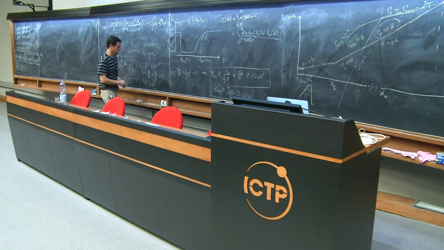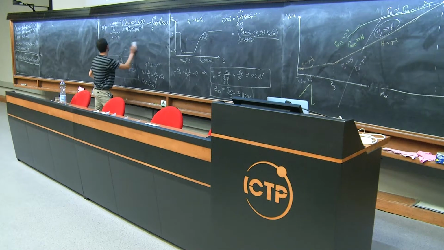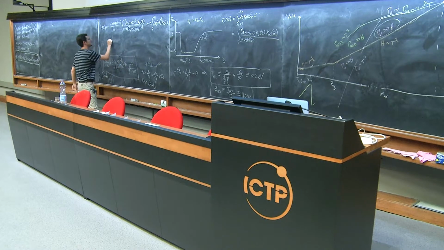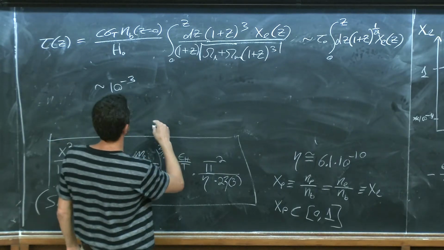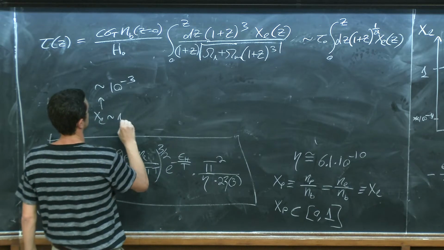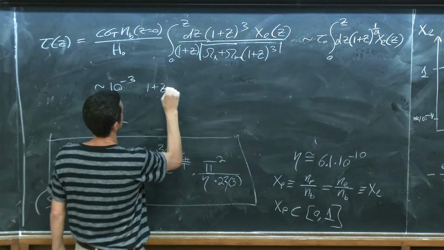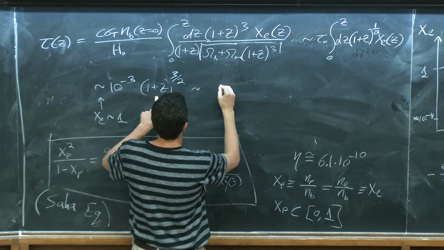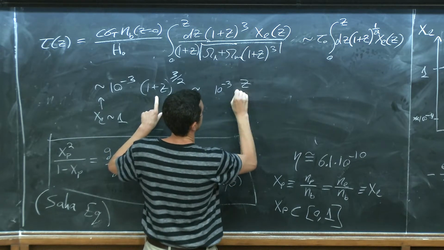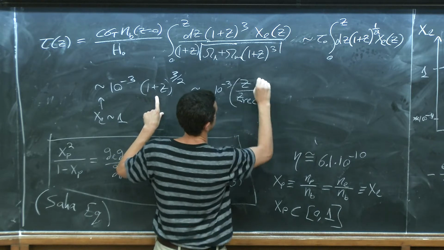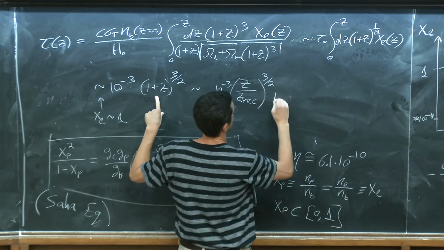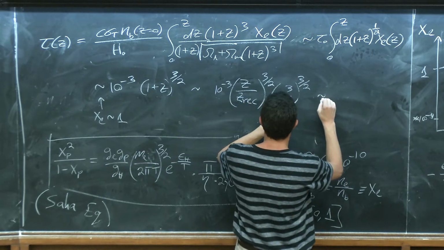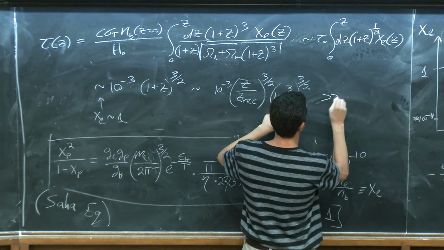My numbers are all wrong. Let me write them carefully. Right, because I have 1,000 to the 3/2 times 10 to the minus 3. This brings back my hundreds. So when xc is of order 1, I have here (1 plus z) to the 3/2, which is roughly 10 to the minus 3, z over z recombination to the 3/2 times 10 to the 3 to the 3/2. So that's 4.5, right? Good. That's much better. So that's much, much larger than 1.